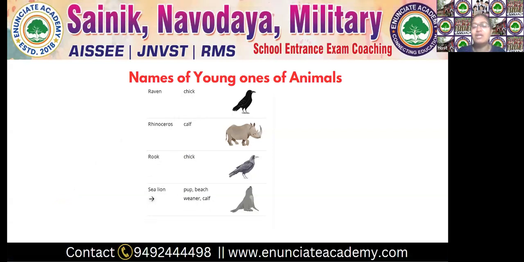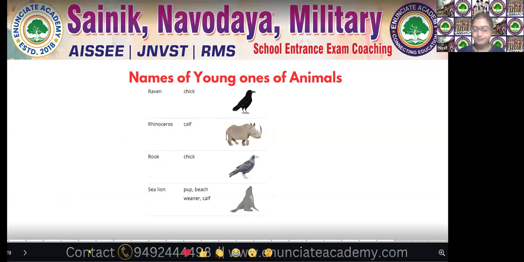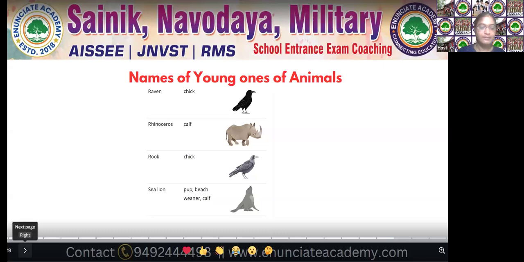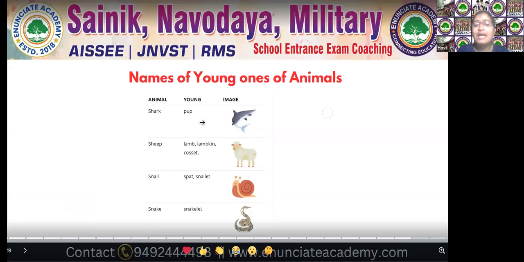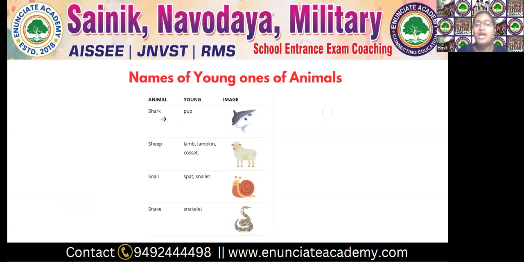The young one of sea lion is called a pup, beachmaster, or calf. Another one: the young one of shark is called a pup. And the young one of sheep is called a lamb, lambkin, or fawn.